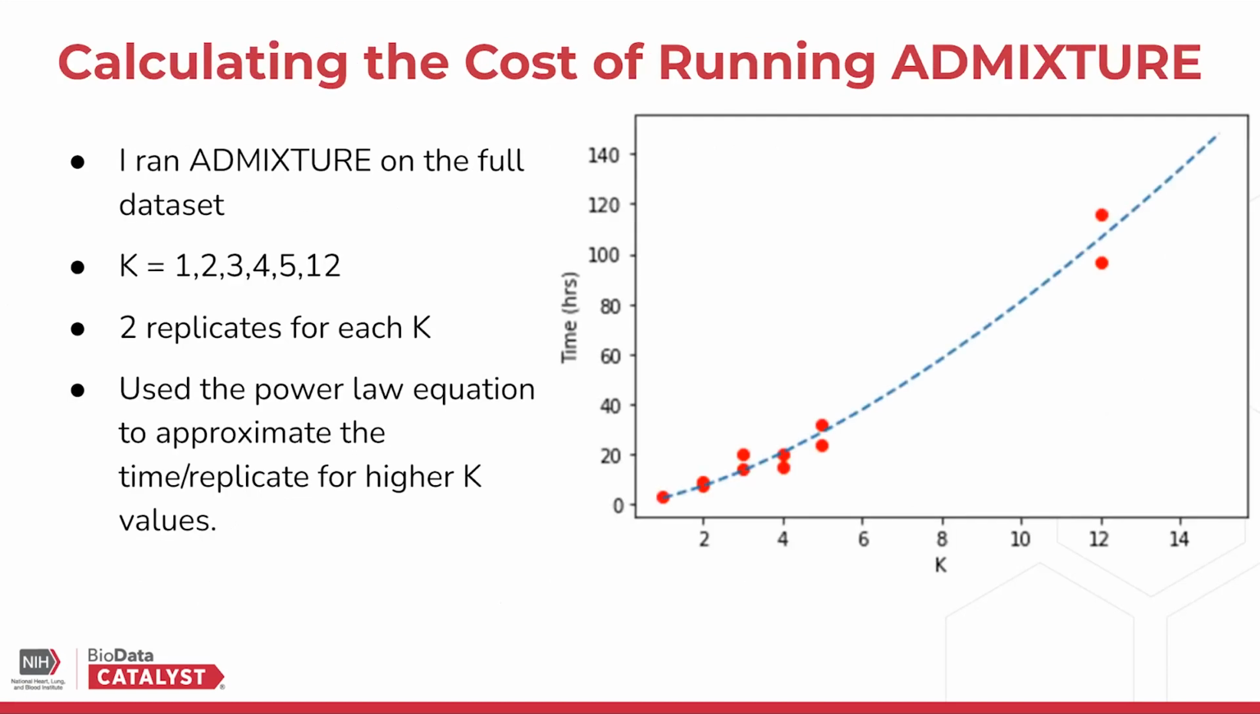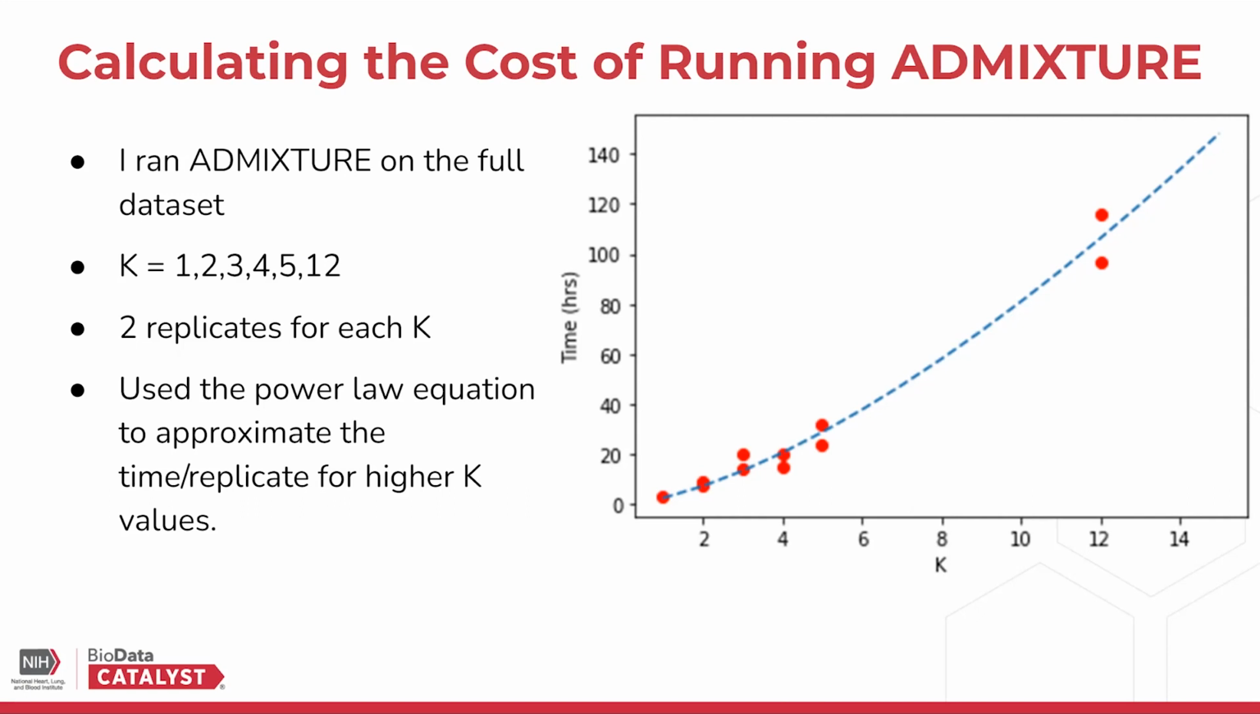But what I then did is I wanted to assess how expensive it would be to actually run admixture so that I could do my cloud credits request, since I knew it would cost more than what the pilot funding was. So I ran 2 replicates of Ks 1, 2, 3, 4, 5, and 12, and then assessed how long those 2 replicates took, and used the power law equation to approximate how long this would take for each replicate out to even higher K values than I assessed with this test, so that I could get an idea of how much this would actually cost.